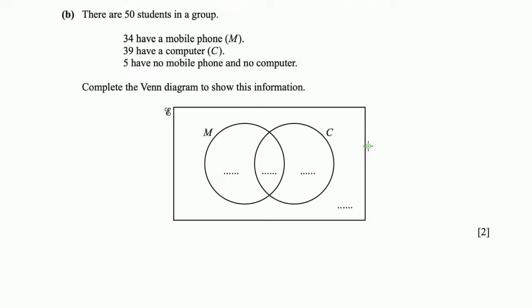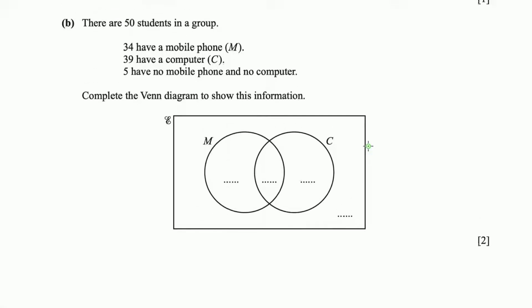Now, part B. There are 50 students in the group. 34 have mobile phone, 39 have a computer, 5 have mobile phone and no computer. So they have given that n of M is equal to 34, n of C is equal to 39, and they have no mobile phone or no computer. So M intersection C dash is equal to 5. So that means there are 50 students. So n of the universal set is 50. Okay.